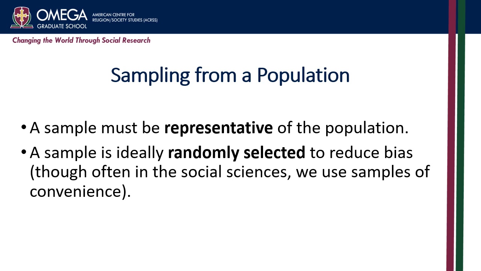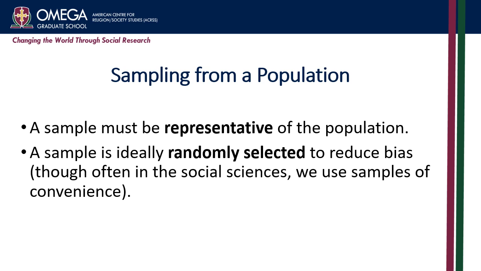Sampling from a population. So as you can imagine, a sample must be representative of that population, meaning if I'm going to choose a number of people out of a particular larger population group, I have to make sure that that sample actually represents that group. So in the last example, if I were to choose males over the age of 50, I could not include in my sample males under the age of 50 or females over the age of 50. I need to make sure that my sample actually represents the population I'm trying to find out information about.